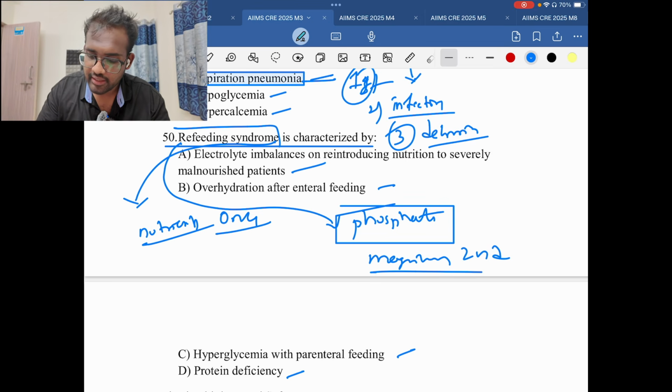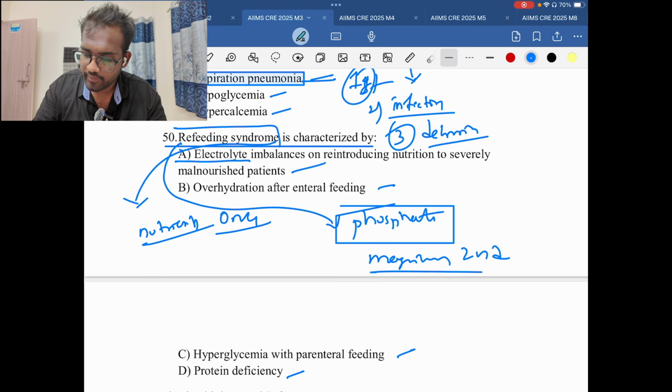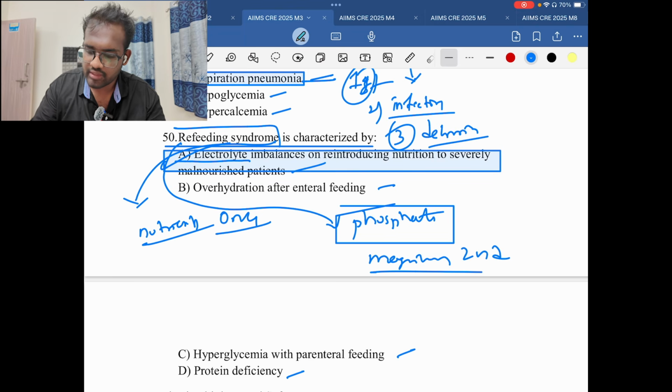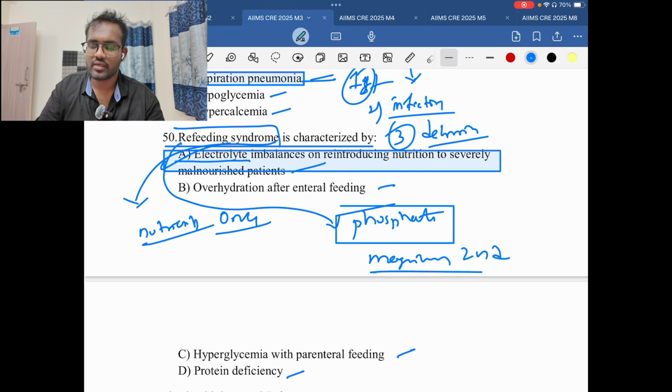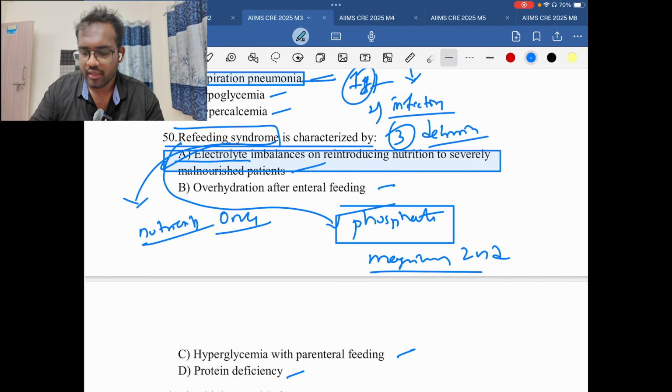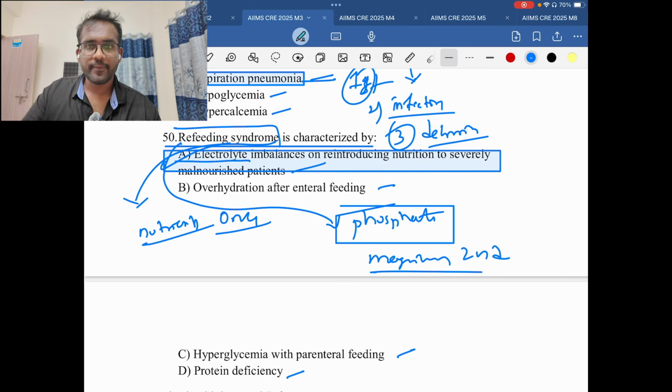Here the answer is A, electrolyte imbalance on reintroducing the nutrient to a severely malnourished patient. Okay, the answer will be A. Here the answer is very big, so it is justifying the answer. Just stick with that. Okay.